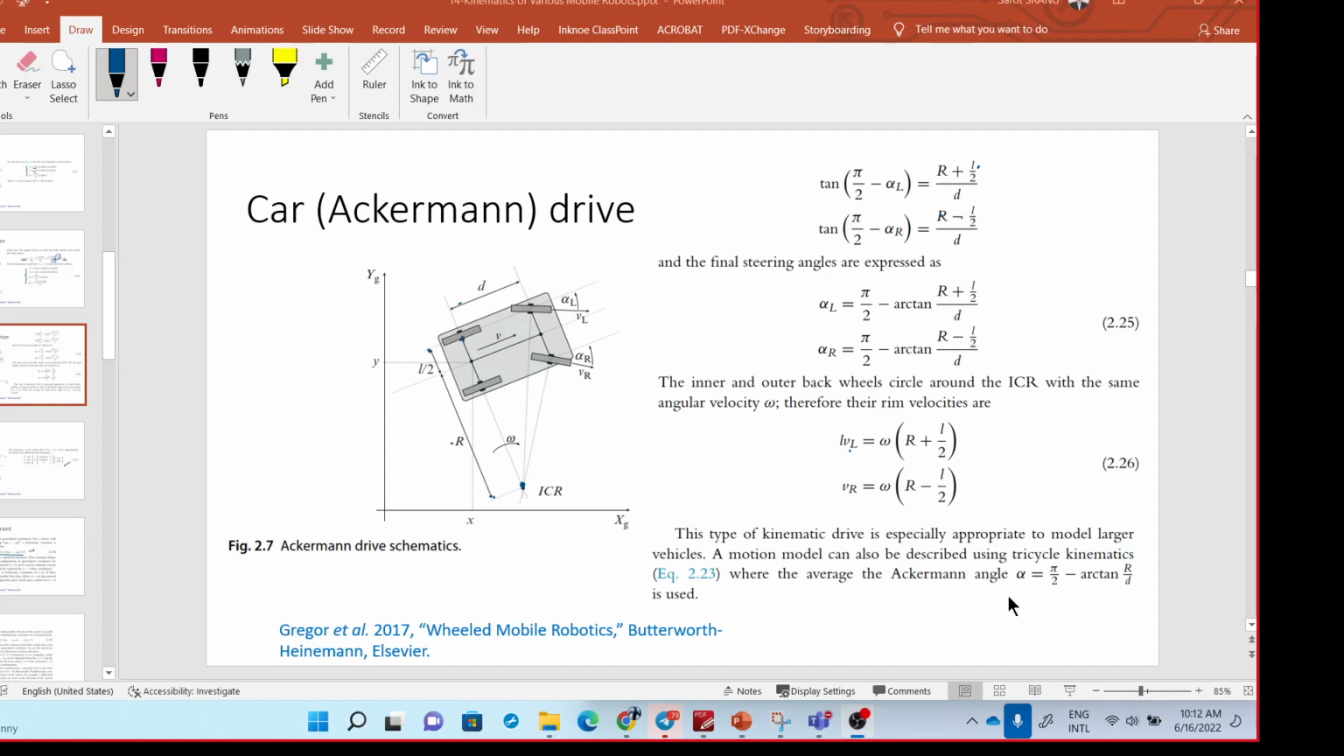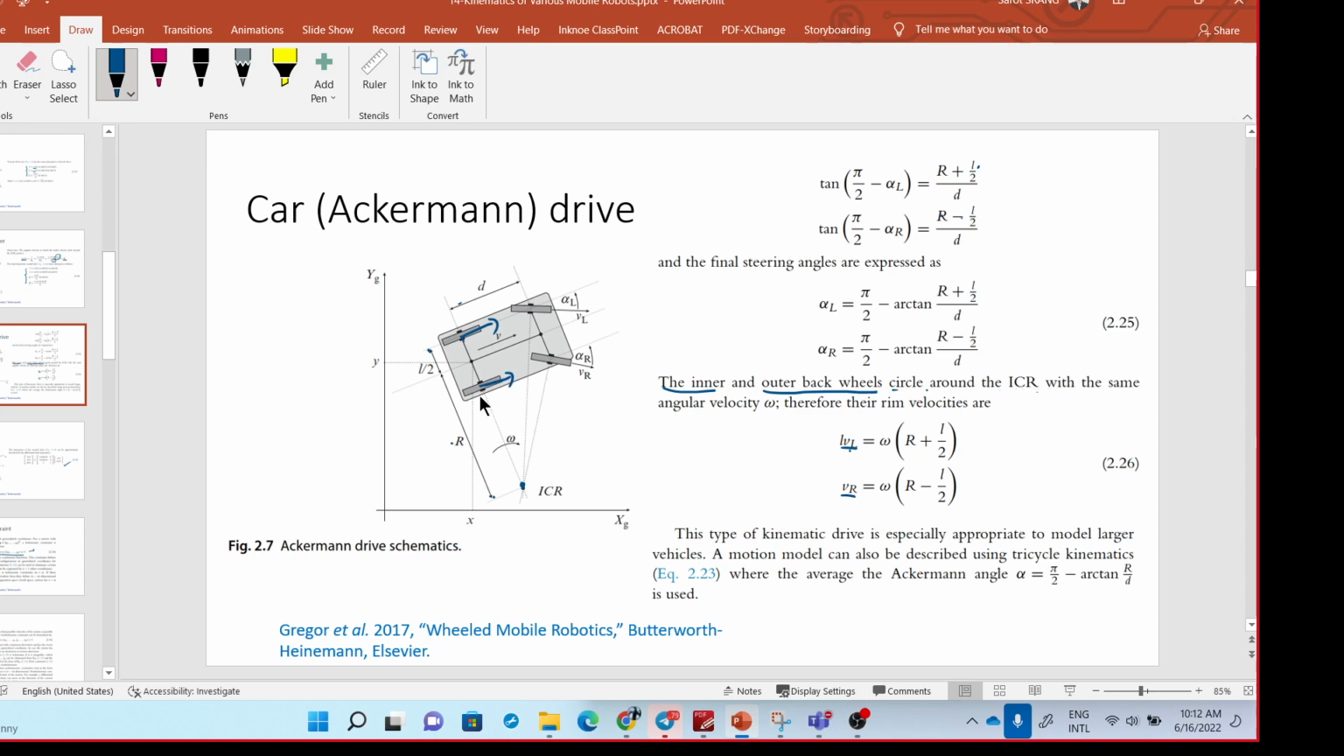Well, I rechecked the kinematics of the car-like robot. So actually, the problem is with the notation. Here it states very clearly that the inner and outer back wheels circle around the instantaneous center of rotation. So this implies that VL and VR are the linear velocities at the back wheels.